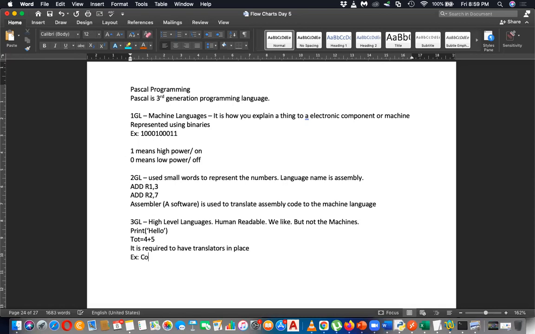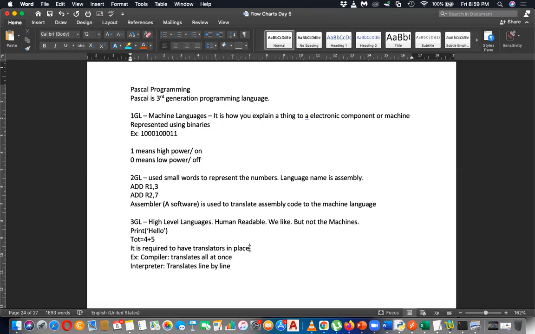Example, compiler translates all at once. The second one, interpreter translates line by line. So what do you think? Which is faster, which is slower? Compiler or interpreter? Which is faster? Compiler, yes, because it translates all at once. Interpreter only line by line.